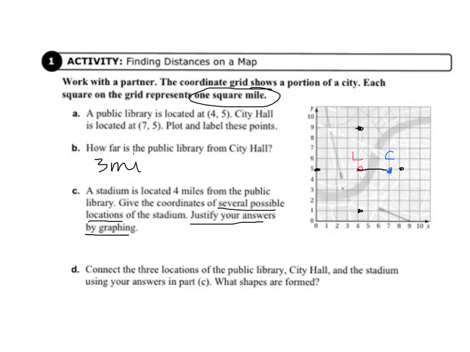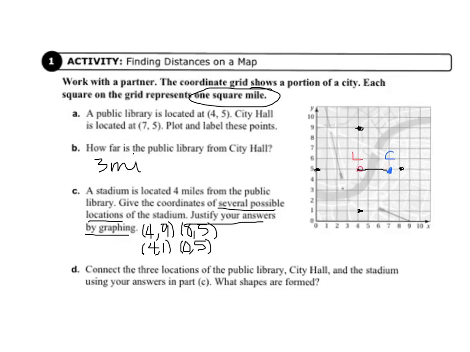Now our job here was to give the coordinates of those locations, so we need to write those down. So our north stadium location would be at (4, 9). And when you write your coordinates, remember to put parentheses around them and put a comma between the numbers so it doesn't look like a 49. And then our east stadium location would be (8, 5). And our south stadium location would be (4, 1). And our west stadium location would be (0, 5). So those are just some possibilities.